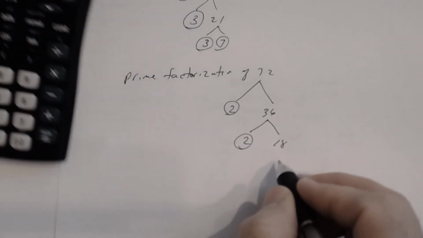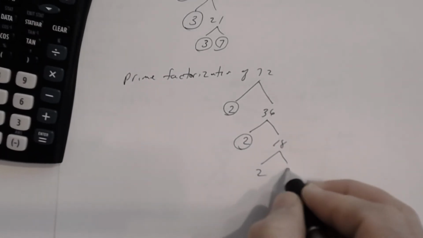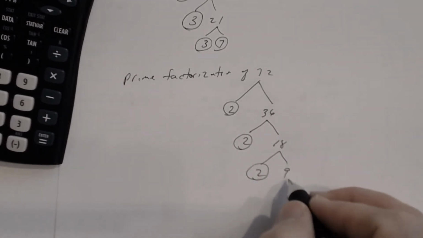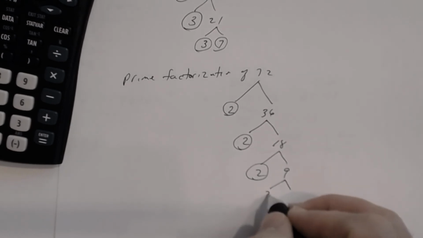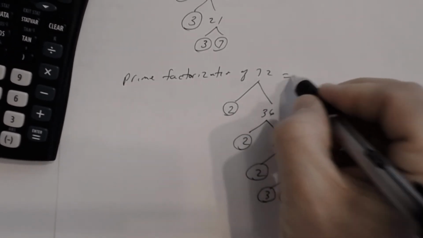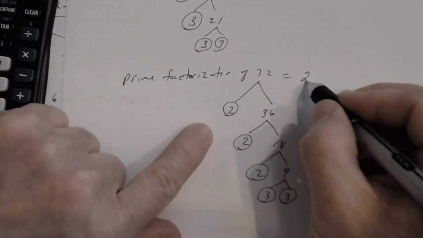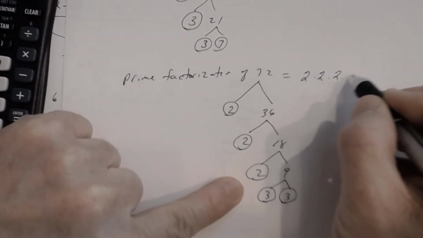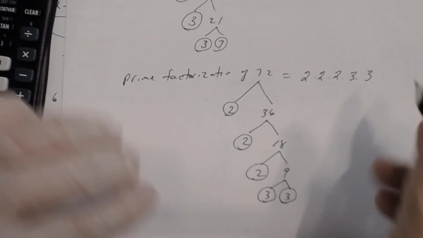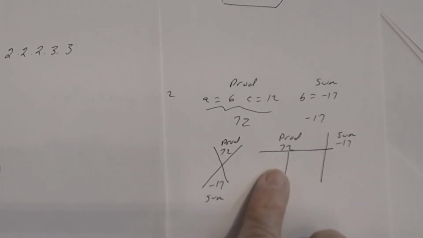And then give me a prime number that goes in 18. 2 again. 2 times 9. 2 is prime, so I'm going to circle it. Give me a prime number that goes into 9. 3. 3 times 3. Now, they're both prime, so I'm done. So the prime factorization for 72 would be 2 times 2 times 2 times 3 times 3. And so that's what I'm going to use to help me complete this part right here.